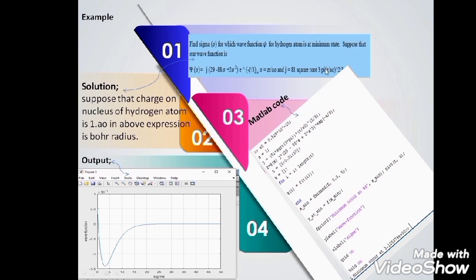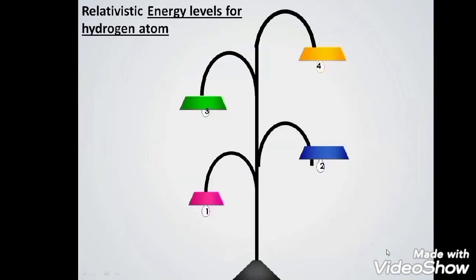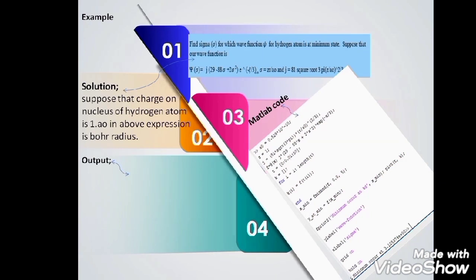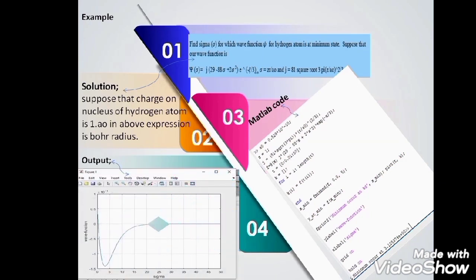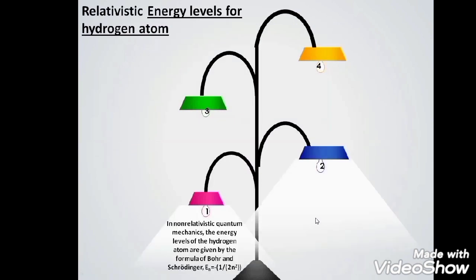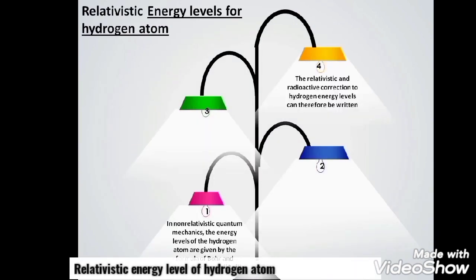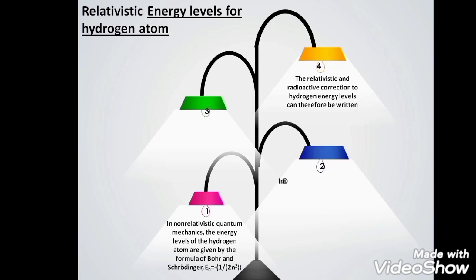A naught is basically the Bohr radius, and after applying the whole wave function and using MATLAB, we will get the value, and the minimum value is occurring in this way. So we will get our output as this one. And now let us consider the relativistic energy level for the hydrogen atom.